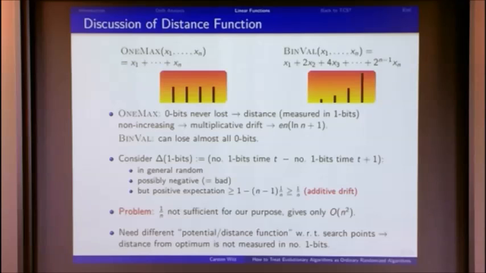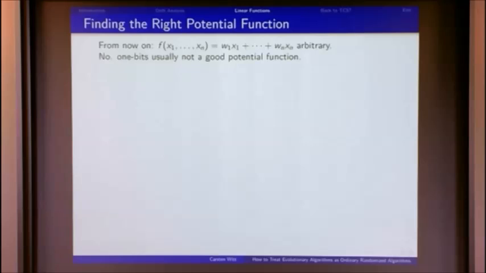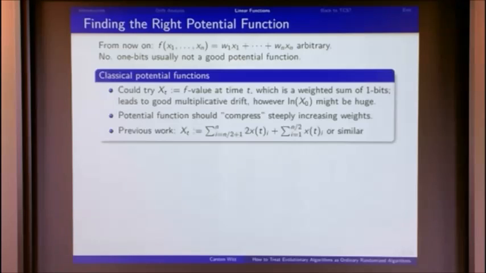So if we have an arbitrary linear function we would like to optimize, then the number of 1 bits is usually not a good potential function, which is the same as a distance function. When people were looking into potential functions, one potential function could be that we take the current f value. This is the weighted sum of 1 bits. This leads us to the multiplicative drift we would like to have, but in this multiplicative drift we also have the logarithm of the starting value. And the function value, binary value, is exponential. And the logarithm of something exponential, well, in this case it would be linear. We do not get this n log n.